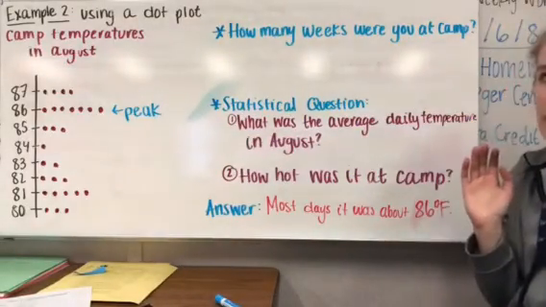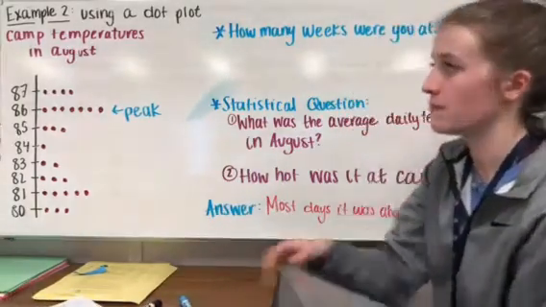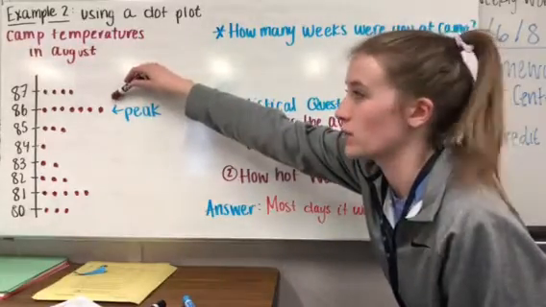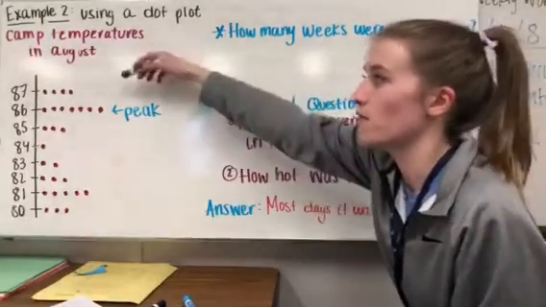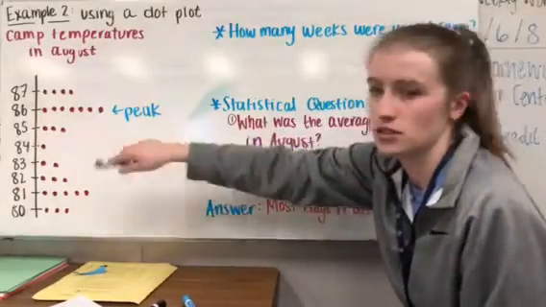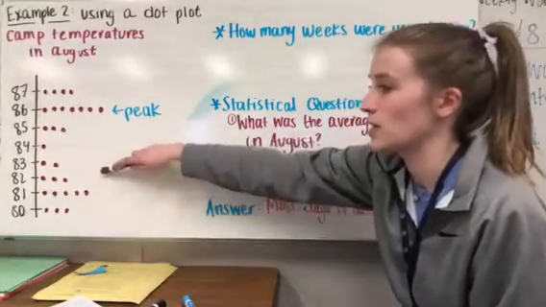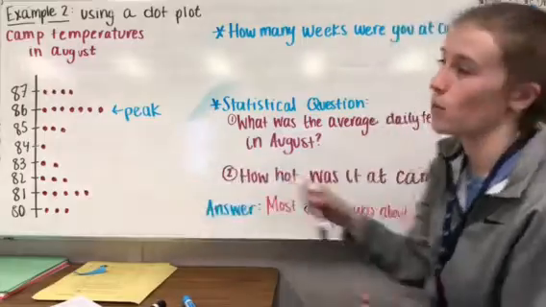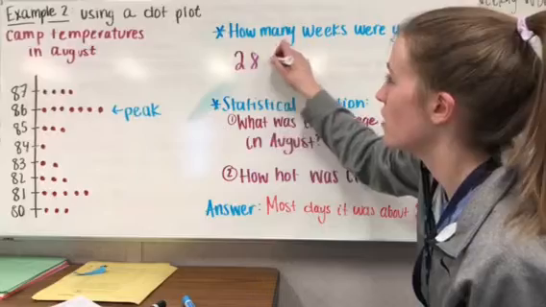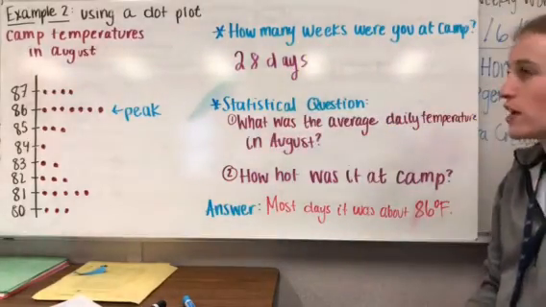How many weeks was I at camp? My first step here is to count, well, how many data values do I have? I have 4 here, and I can add it with my 7 that's here to have 11. Plus 3 is 14, 15, 17, 20, 25, 28. Now, I recorded the temperature every day for 28 days.